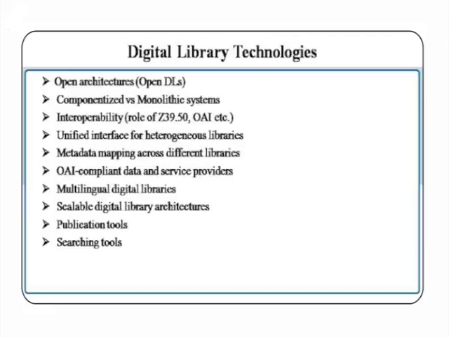Then interoperability, as I mentioned, the role of Z39.50 and OAI-PMH. OAI stands for Open Archives Initiative, and PMH, Protocol for Metadata Harvesting. These are the standards and protocols used for interoperability between the digital libraries or between the systems, and unified interface for heterogeneous libraries, metadata mapping across different libraries. That is, I create metadata, this can be mapped by someone else also for their libraries, and they can provide a link in their library so that the full text content can be accessed from my digital library server.